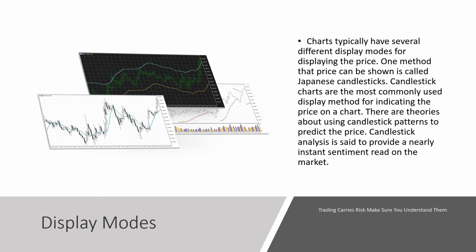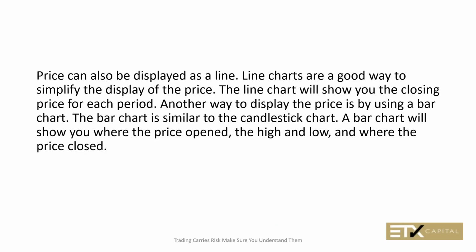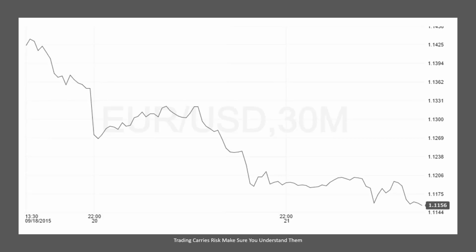The most used up until we had this online trading revolution were bar charts, and they're my preferable type of trading. But price can be displayed as a line. And so the basics of a chart is you have a line chart, a bar chart, and a candlestick chart. A bar chart will show you where the price opened, the high, the low, and where the price closed. And so will the candlestick chart.